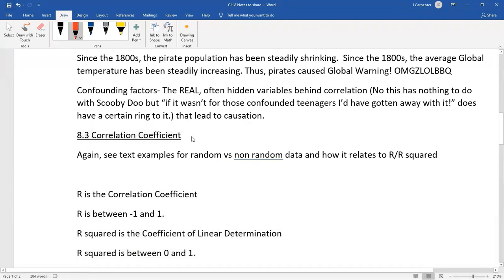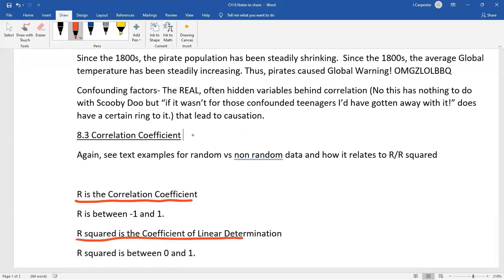Correlation coefficient. This is that R squared we have been talking about constantly, except, well, R squared isn't the correlation coefficient. R is the correlation coefficient. R squared is called the coefficient of linear determination. I will admit I have swapped these names before in my head. The good thing is that doesn't really matter. It's knowing what R squared is and interpreting that is important.